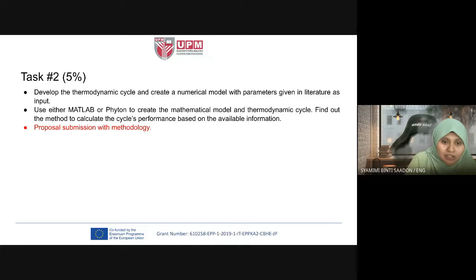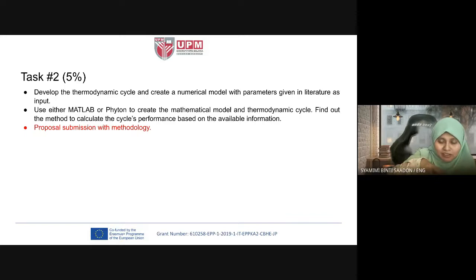So for this one, I think you have learned computer programming. I'm not sure whether you have used MATLAB or Python. I think Python, is it, with Dr. Yazdi or Dr. Sharil, right? So you know a bit about that, so you have to use that. But only simple programming, not too complicated, because you want to solve the thermodynamic cycle. You have to key in.